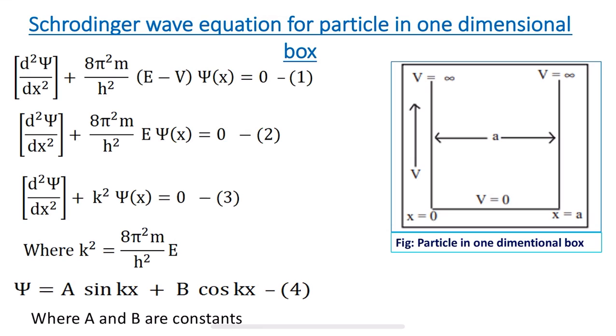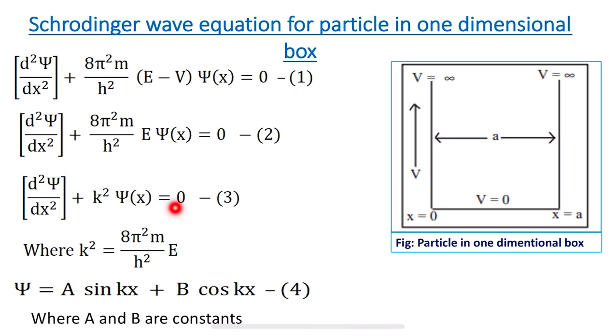I can simplify this equation by representing the term 8 pi square m divided by h square into E as k square, and this k square is a constant, independent of the variable x. Let me call this equation number 3.